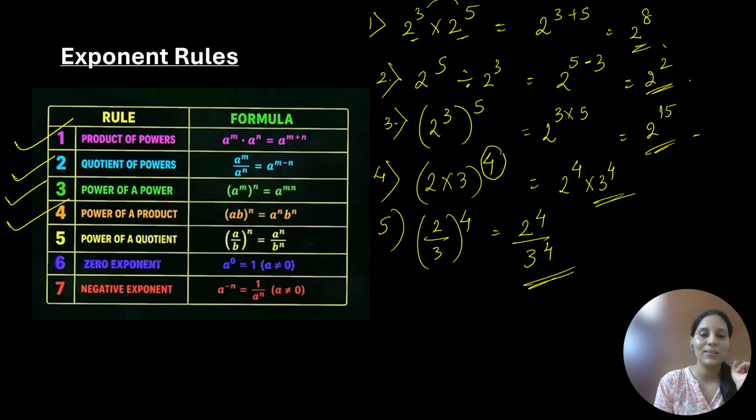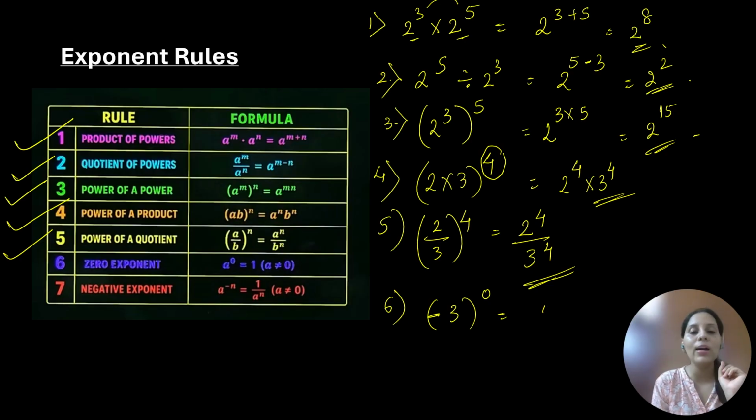So this is it. Next up we have zero exponent. Very easy. Zero exponent. The name itself tells that the exponent is zero. So if I have minus 3 power 0, see, anything to the power 0, you can blindly write it as 1.